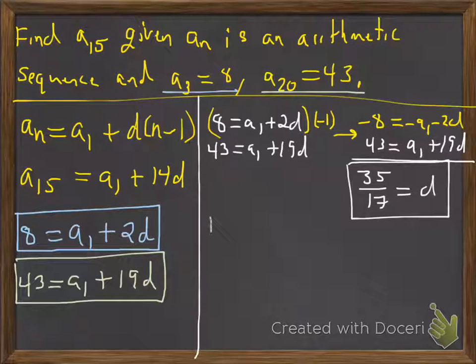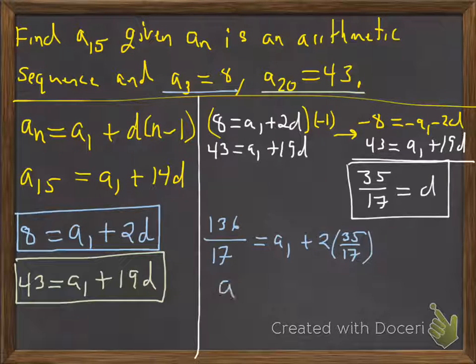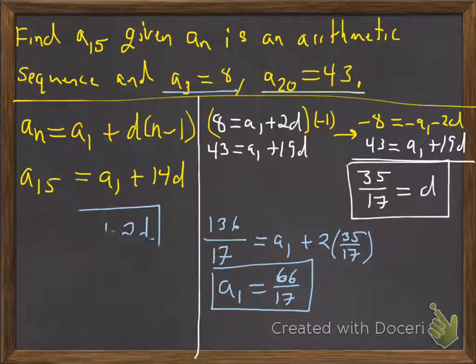All right, so 136 over 17 is equal to a_1 plus 2 times 35 over 17. Remember, put it over 1. 2 times 35 is 70, so we're going to do 136 minus 70, and that's 66. So that's going to give us a_1 is equal to 66 over 17. So we got the common difference, and we got the first term.